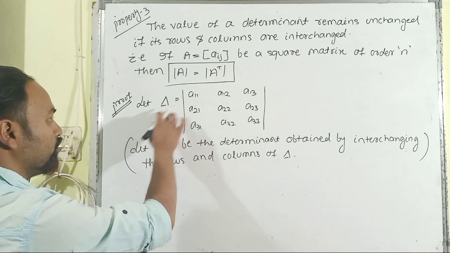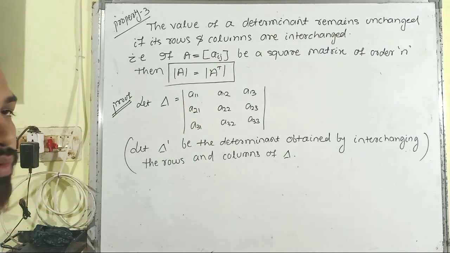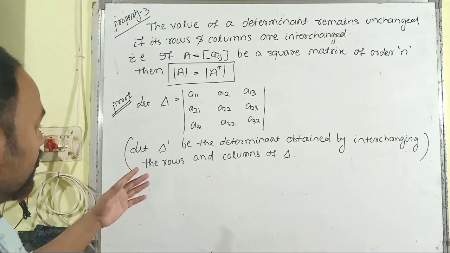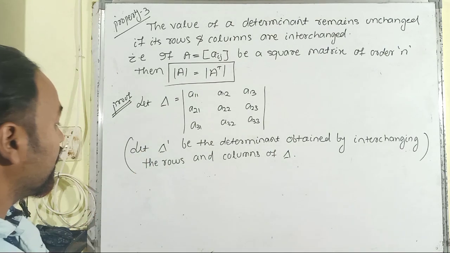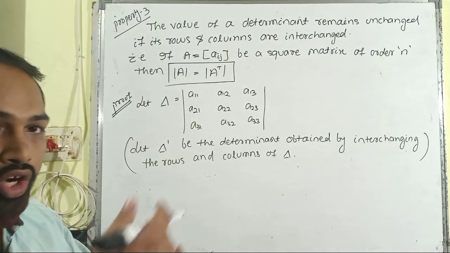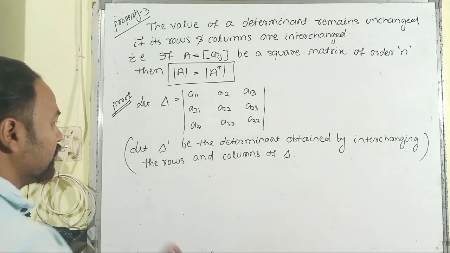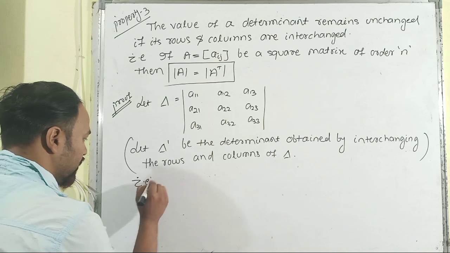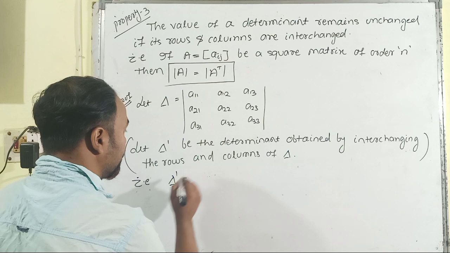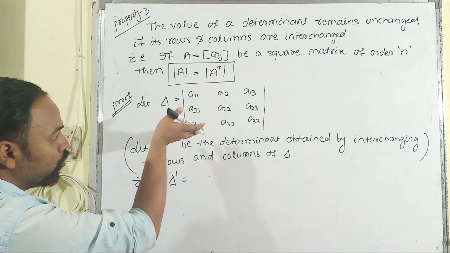Let delta be the determinant of all these elements A11, A12, A13 up to A33, nine elements are there, and then let us consider a new determinant which is obtained by interchanging the rows into the columns, and that new determinant is delta dash, obtained by interchanging the rows into the columns.